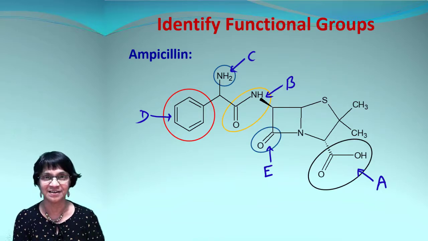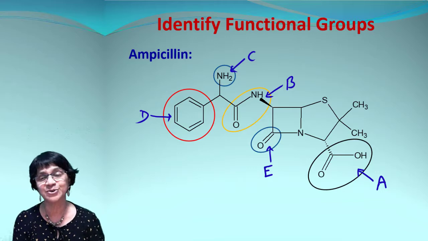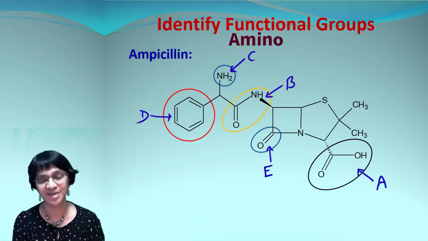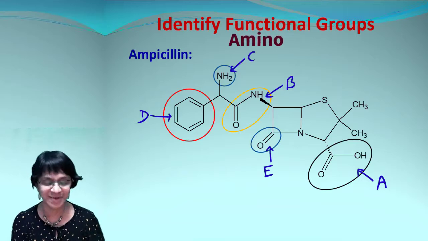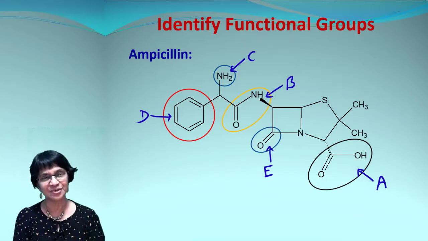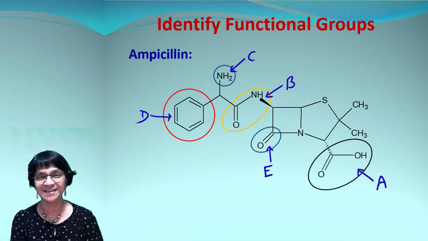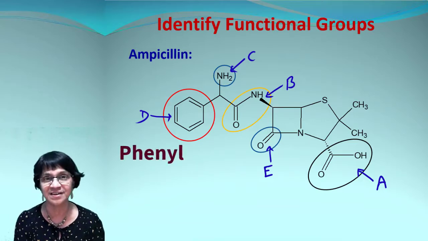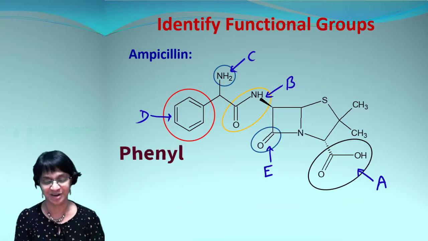Let's go to C. C is just NH2. NH2 is an amine, and in this case, this is a primary amine. So amino group or amine. Then let's move to D. Did we see this earlier? Yes. It's a benzene ring attached to carbon. That means it is a phenyl group.